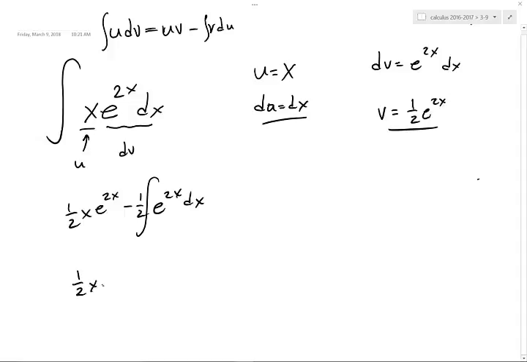Well, it's a half of an x e to the 2x minus, now what's the antiderivative of e to the 2x? I wish I knew. Oh, I do. It's a half e to the 2x again, isn't it? And a half times a half is a quarter. Nice. A quarter!